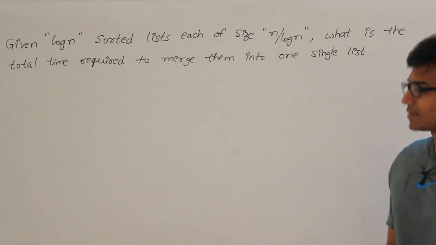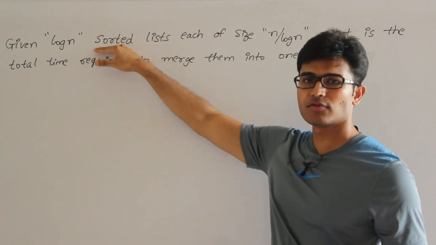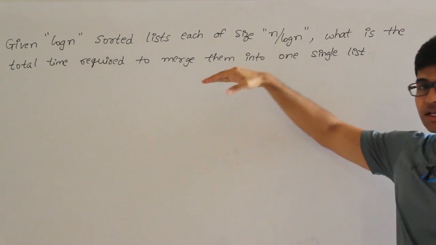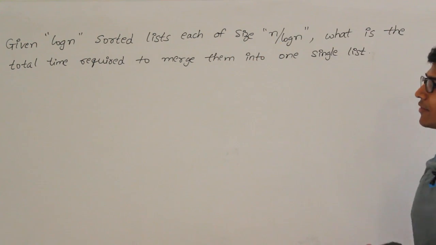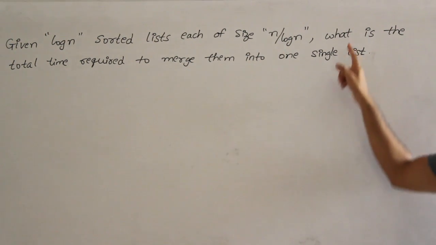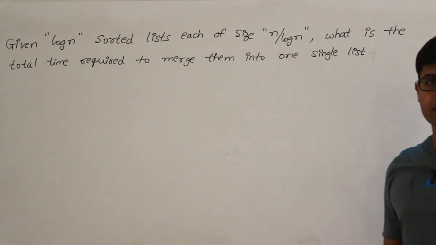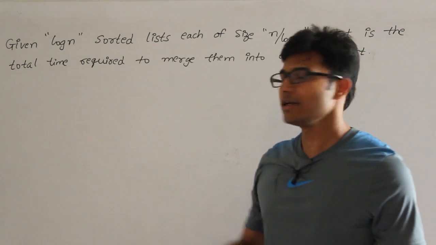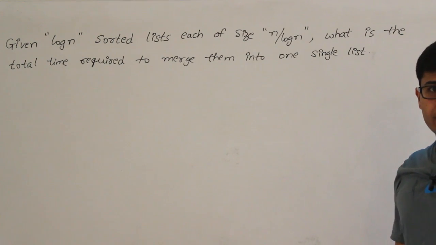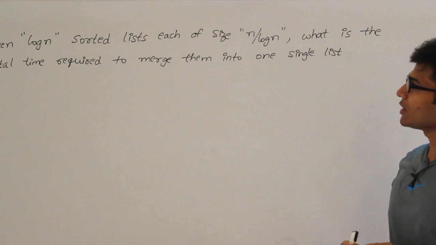Now the next problem is given log n sorted lists, which means the total number of lists present is log n, and each of size n by log n. So every list contains n by log n elements, and there are log n such lists. Now what is the total time required to merge them into one single list? I have to merge them all into one single list. Then what is the total time required for it?